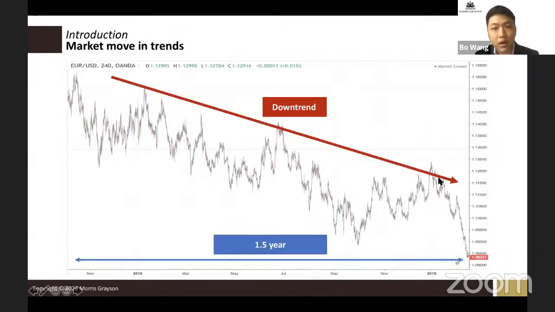This is an example of how the market moves in trend. The chart shows a period of 1.5 years. The market moves up and down within this period of time, but generally, it shows a very obvious downtrend and has lasted for a very long period of time.